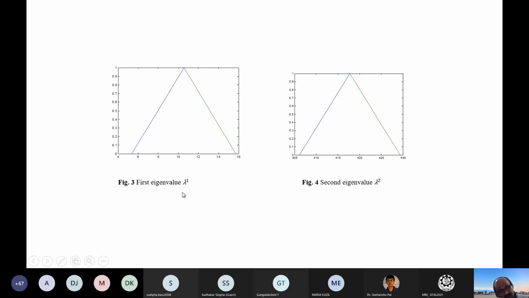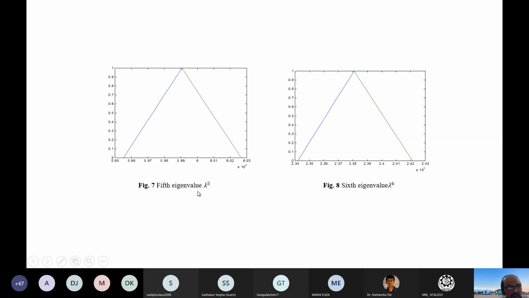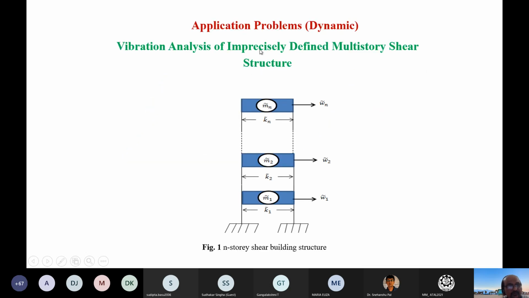You see, in general we get eigenvalues as a single number. Again, you see these fuzzy eigenvalues are in terms of TFN, that is, triangular fuzzy numbers. This is the first eigenvalue, this is the second eigenvalue, this is third, this is fourth, fifth, and this is sixth.